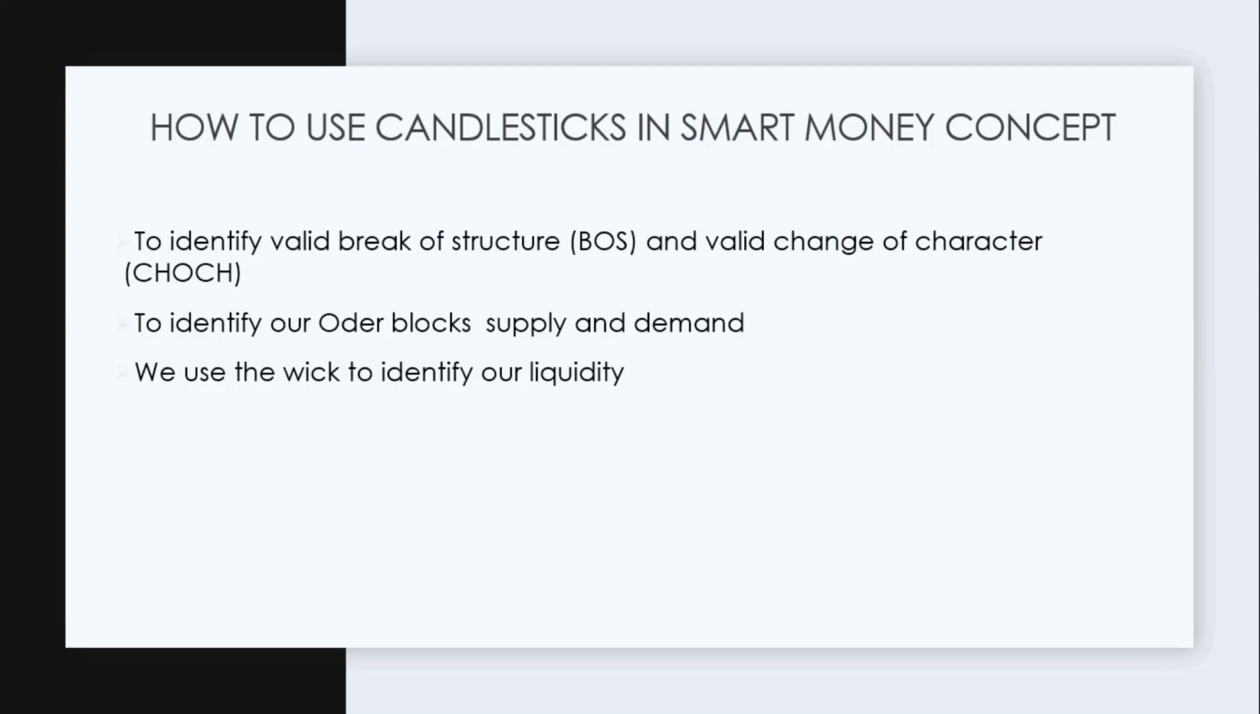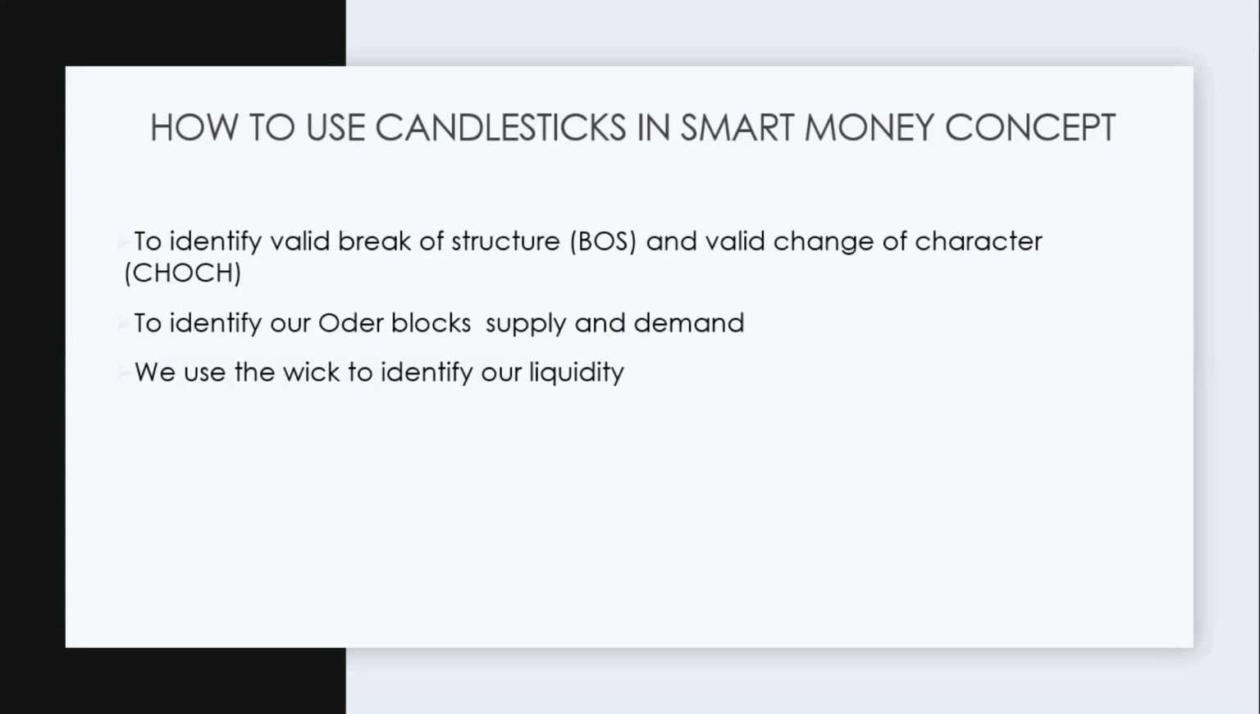Why do we also use candlesticks in smart money? So how do we use candlesticks in smart money concept, and why do we use them? First of all, we identify valid break of structures and valid change of character. The form of the candlestick shows us a valid break of structure or a valid change of character. We are going to do more videos about break of structures and change of characters.